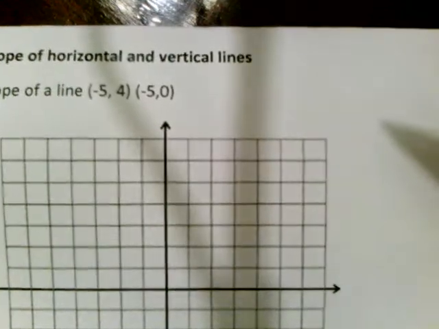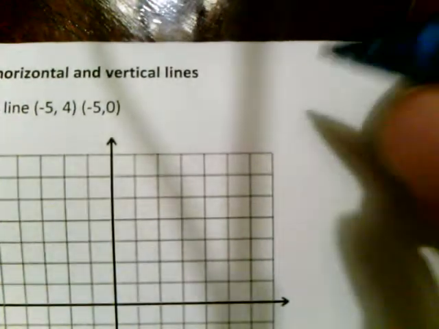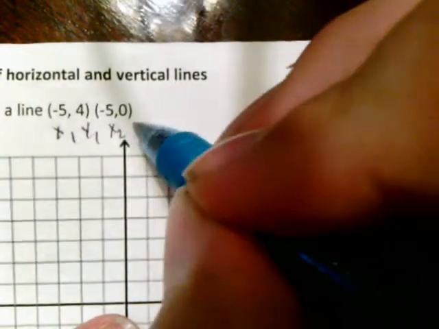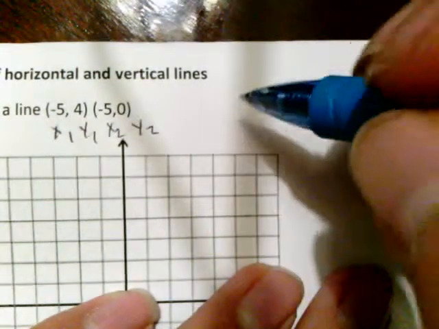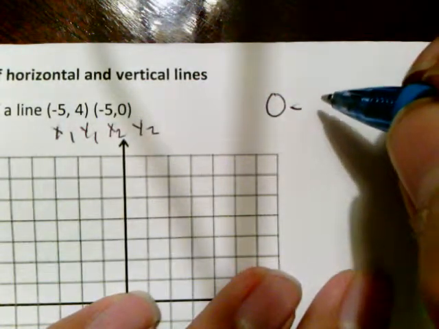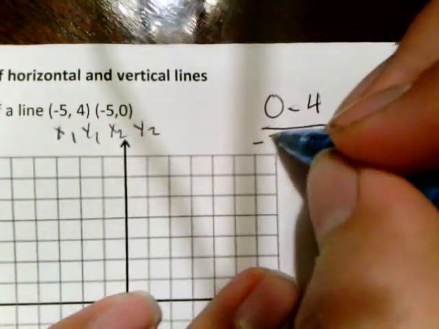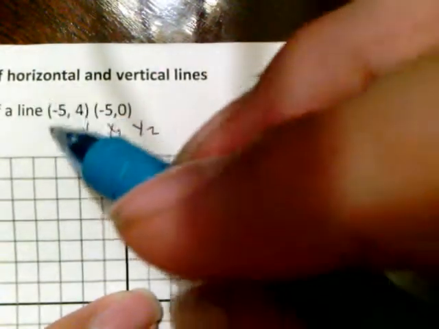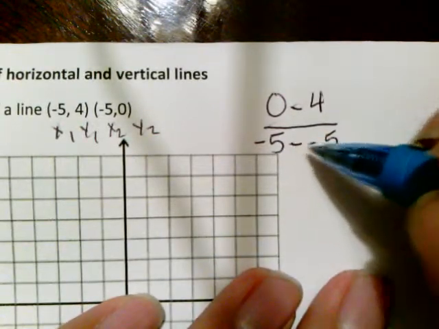So, this one is going to be for a vertical line. Now, let me show you what it means to be vertical. So this is x1, y1, x2, y2. So 0, minus 4, negative 5, minus another negative 5. So we get two negatives.